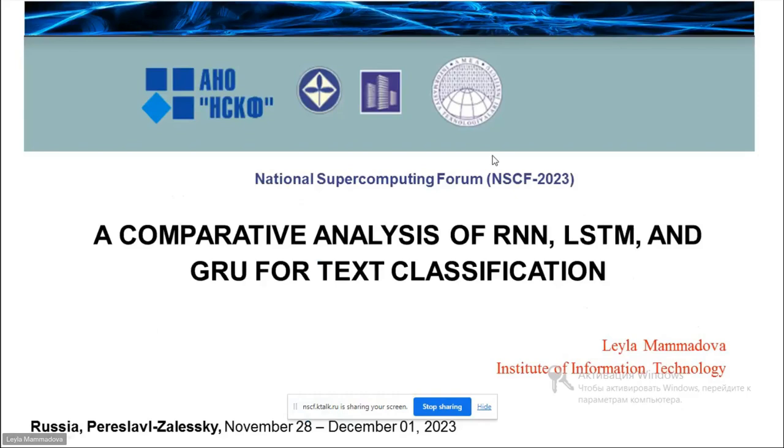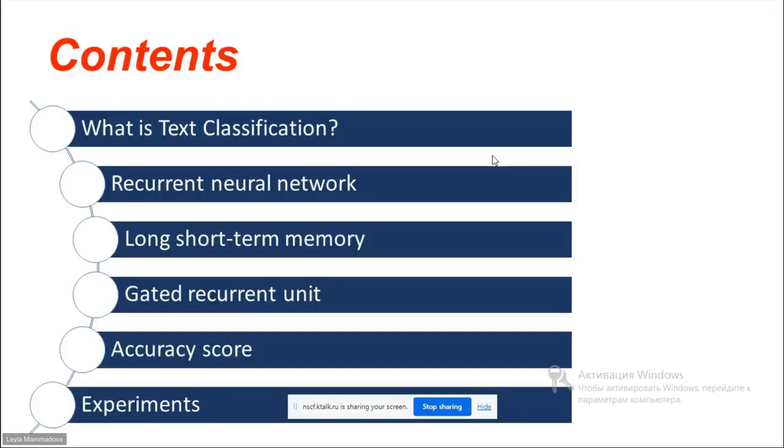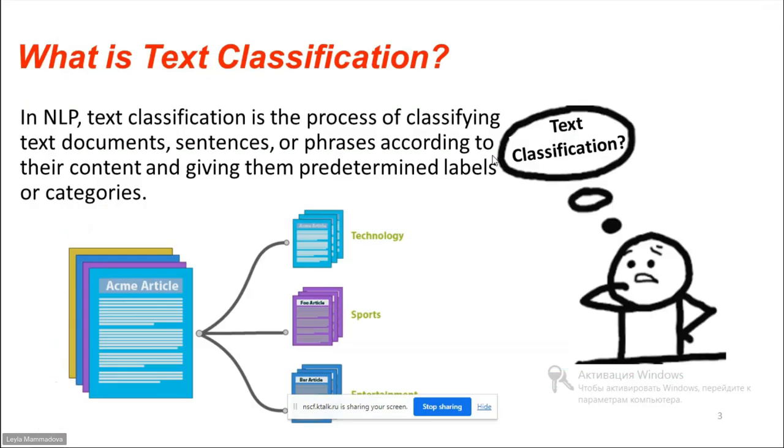Thank you. Today I will talk about the comparative analysis of RNN, LSTM, and GRU for text classification. I will mention text classification, recurrent neural network, long short-term memory, gated recurrent unit, accuracy score, and my experiments.